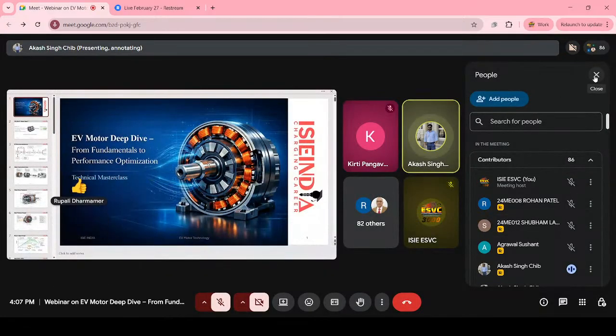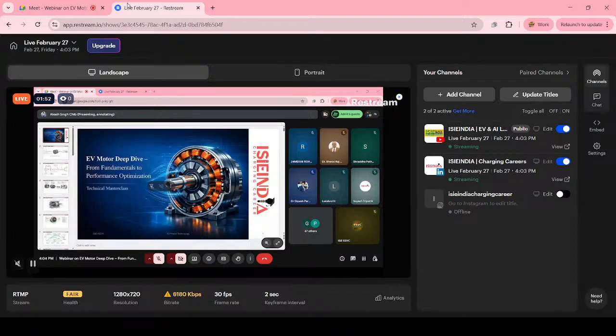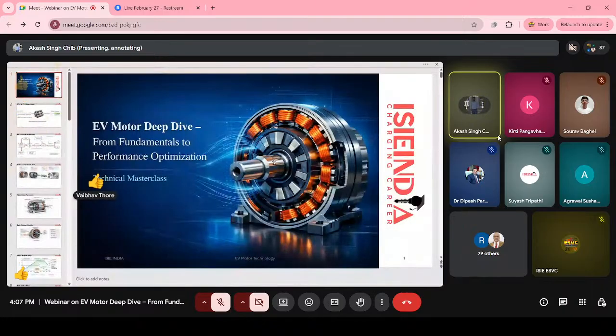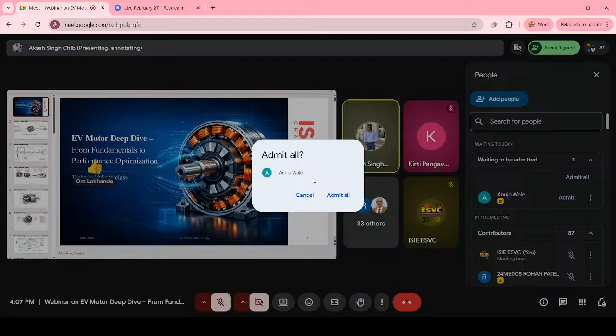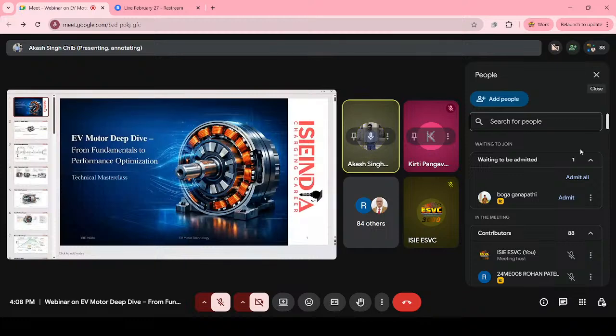So today we are going to learn something very important about EV motors. As we know, electric vehicles have grown very fast in India and around the world. Without a motor, an EV cannot move. So today we will understand how EV motors work and why they are so important. Okay, so tell me one thing: what is the heart of a petrol car? It is our engine. Same in the case of EVs, our heart is the EV motor.